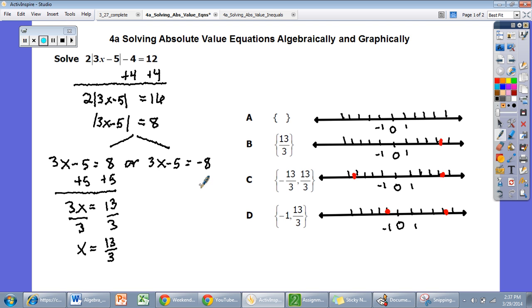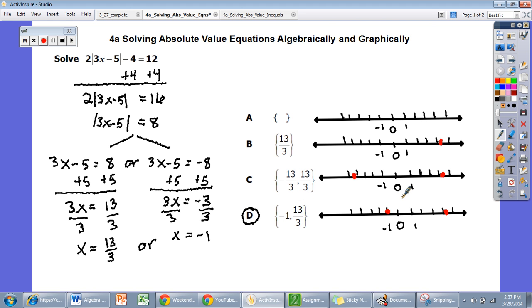I'm going to do the other side here where I'm going to add 5 to both sides. And this is the same process here. Negative 8 plus 5 gives me negative 3. And then I divide by 3, and I get x is equal to negative 1. Okay, I want to remember that this is an or scenario. Equals means or. So I have x equals 13/3 or x equals negative 1. I can see that this is the true case, negative 1 or positive 13/3.